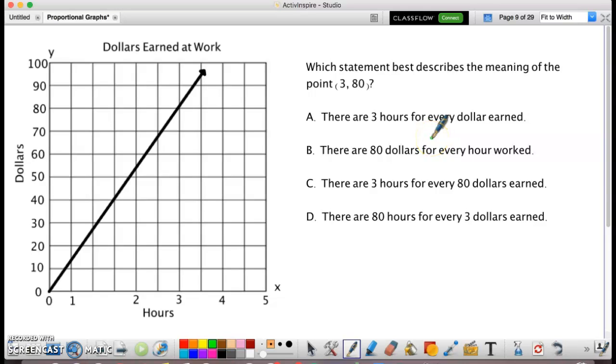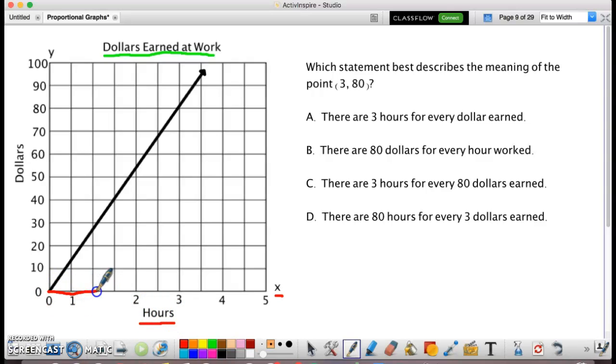Okay, we are going to work on this problem that requires us to interpret a point on a graph. Whenever we have a graph, we always want to look first at the title so we know what the graph is talking about. So we're talking about dollars earned at work. And we also want to talk about what the x-axis, or the number of hours, is.